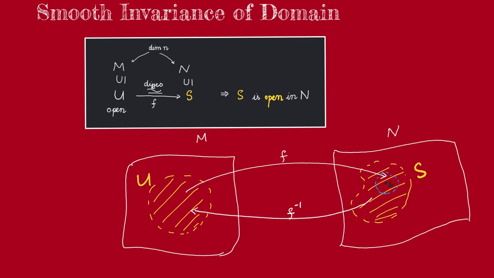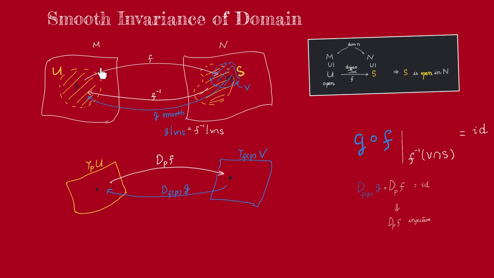Now, since F is surjective, we can assume that this point is the image of some point P. We want to find a neighborhood of Fp that is contained inside S. To this end, let's recall what it means for this F inverse to be smooth at Fp. That means locally at Fp it must be the restriction of some smooth function g. What do we mean? We mean that there must be some open neighborhood V of Fp inside N and a smooth function g on V such that g restricted to V intersect S must be equal to F inverse restricted to V intersect S.